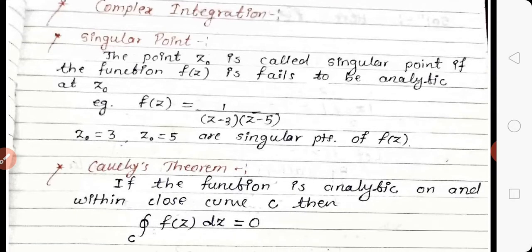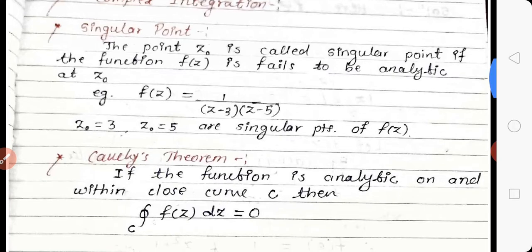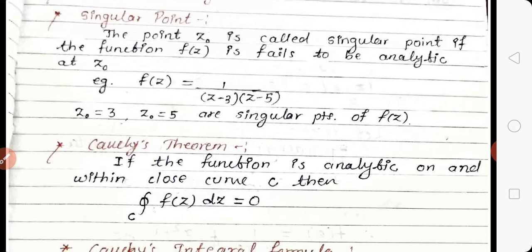If we consider the example f of z equal to 1 upon (z minus 3)(z minus 5). If we consider z is equal to 3, then the value of f of z becomes infinite. Then z is equal to 3 is the singular point. Similarly, if we put z is equal to 5, then again we get the value infinite. Therefore, z is equal to 5 is the singular point because at which the function is not analytic.